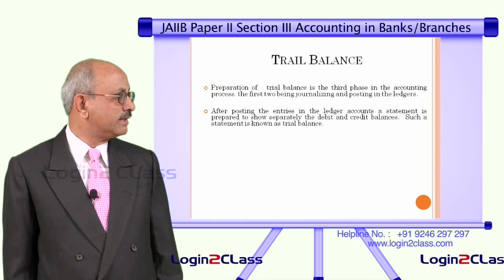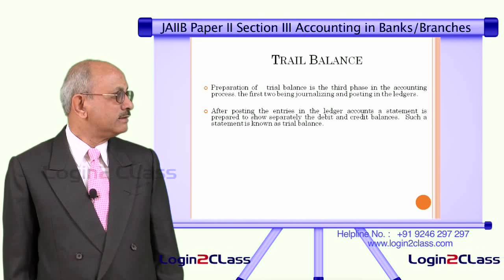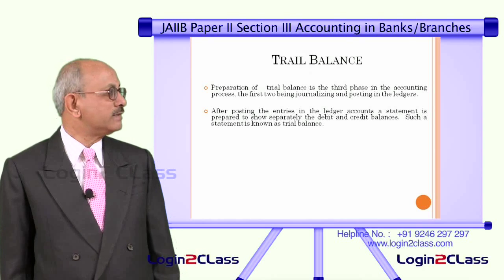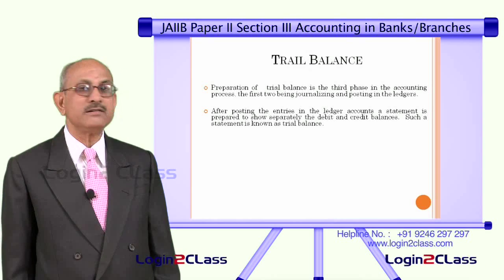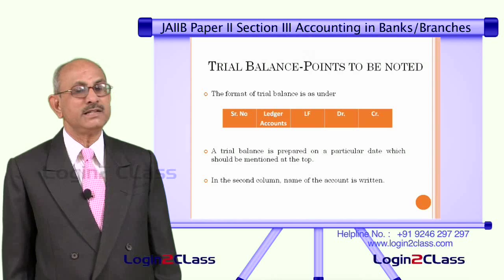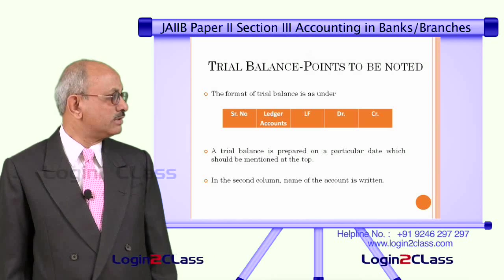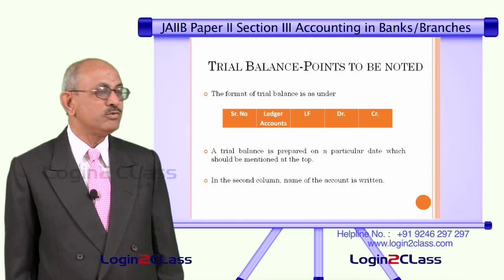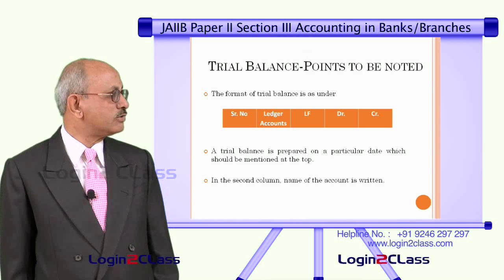So, as you look at the screen, you find the format of the trial balance. So, it contains 5 columns as we have seen. One is the serial number, second is the ledger account, third is the ledger folio, and fourth is debit column, and the last one is the credit column.